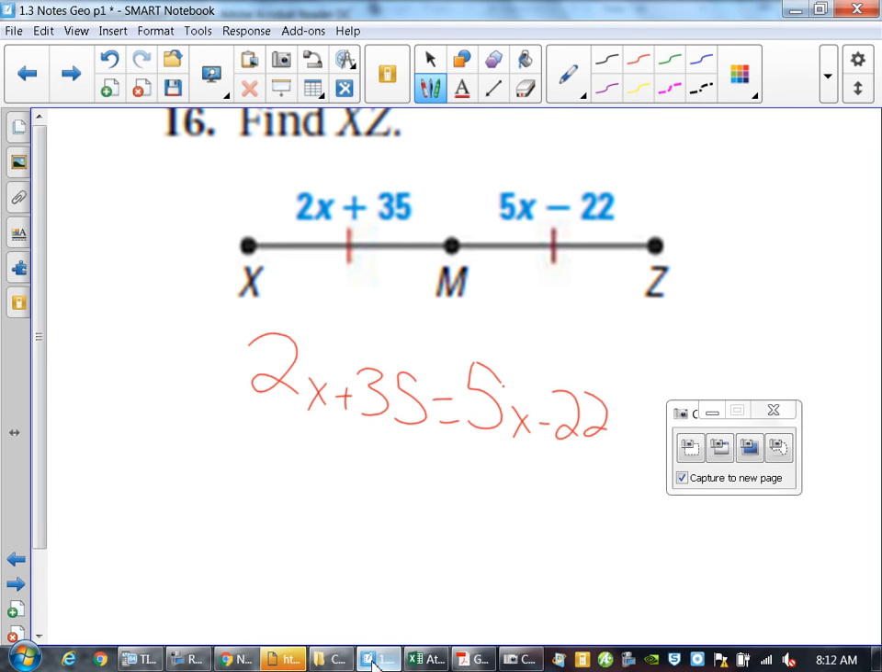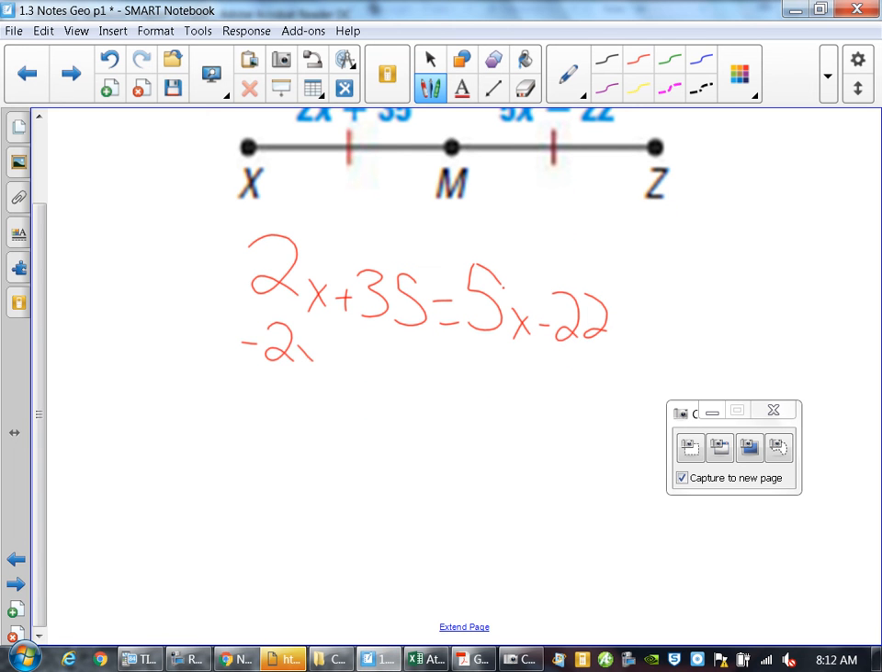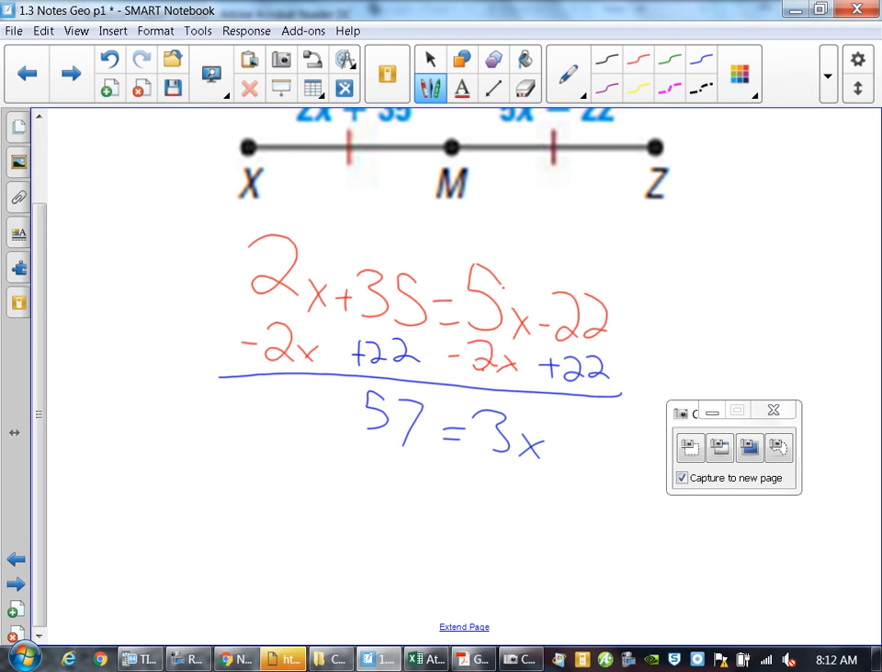You pick on the little guy. Very good. So which one are you going to pick on? Good. Subtract the 2x. At the same time, I'm going to add the 22, just get it out of the way. And we get 3x is 57. Very good. And now we divide out.